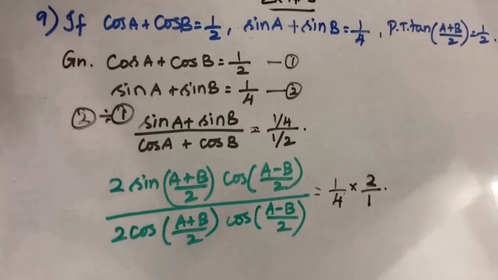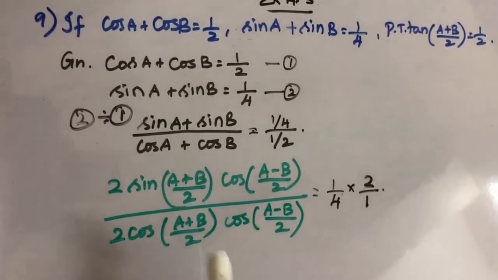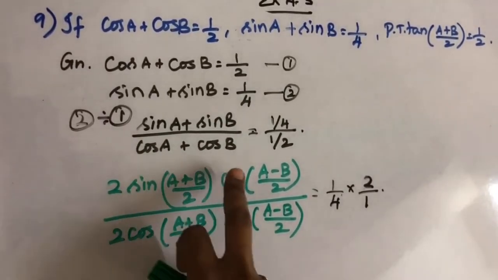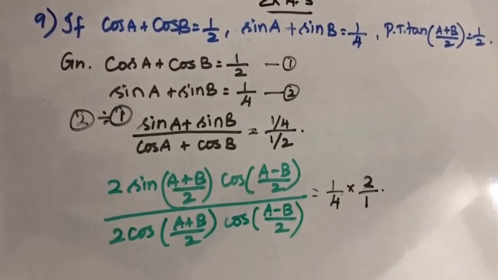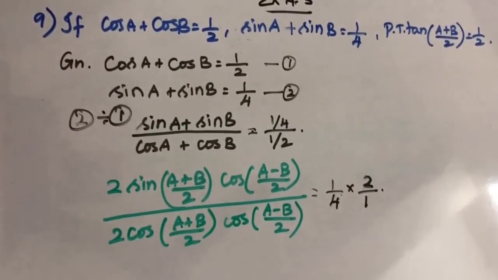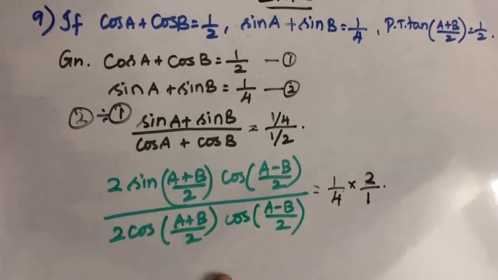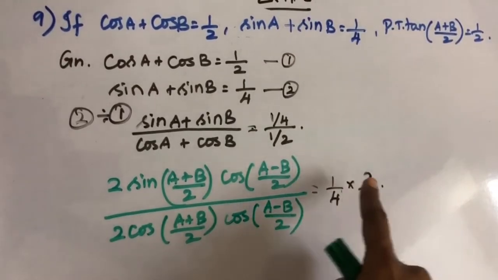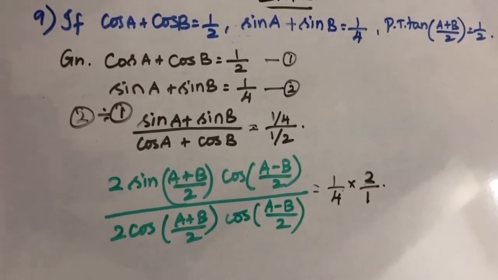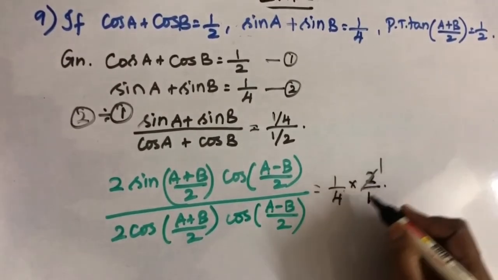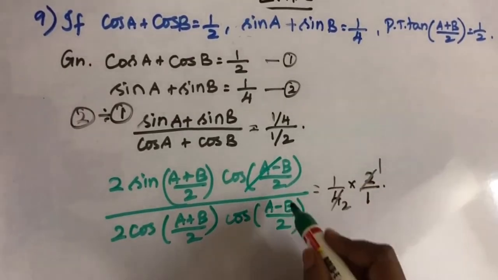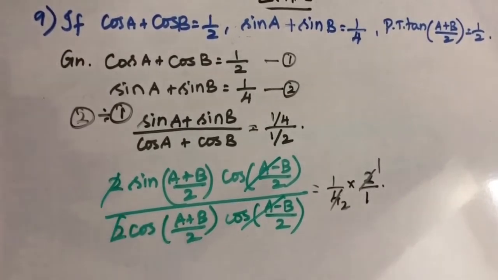Now here we are going to apply the transformation formula. Sin A plus sin B equals 2 sin of (A plus B) by 2, cos of (A minus B) by 2. Similarly, cos A plus cos B equals 2 cos of (A plus B) by 2, cos of (A minus B) by 2. Here 1 by 4 into the reciprocal, 2 by 1. So we can cancel it, 1 2 is 2, 2 2s are 4. Similarly, in the left hand side also, you can cancel cos of (A minus B) by 2 and cos of (A minus B) by 2. The 2 and 2 will get cancelled.